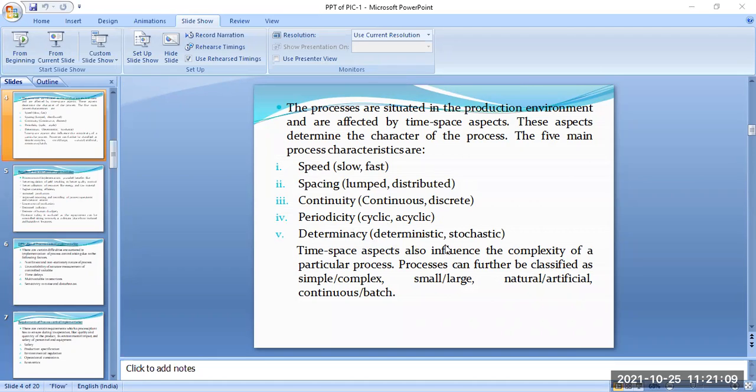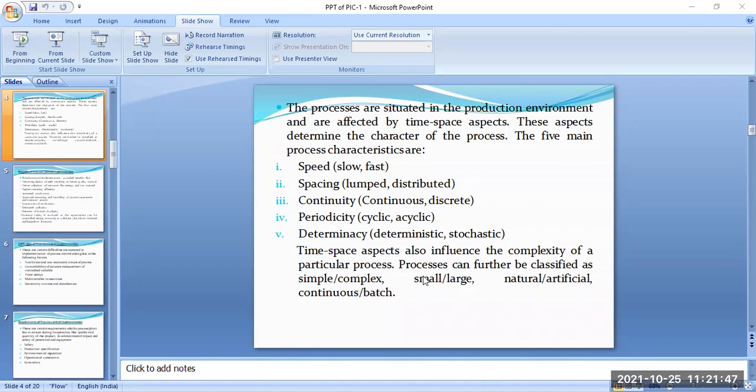These two categories we have to examine. Any process also works according to time-space aspects. So according to the time-space aspects, we classify the process characteristics into five types. Another one, this process or plant can be further classified as either simplex or complex, simple or complex.